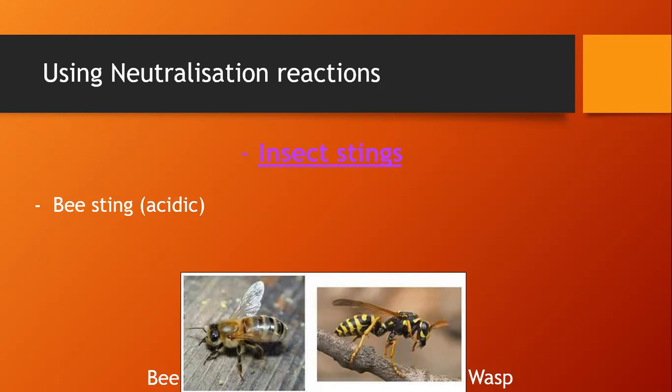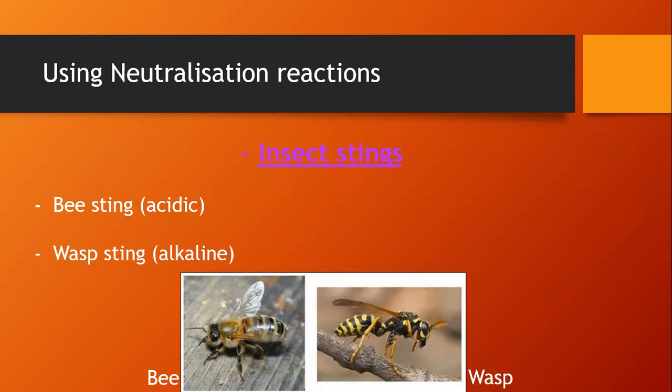Okay, what about the wasp? The wasp has an alkaline sting. When the wasp stings someone, it is actually injecting an alkali into the skin of this person. So how can I use my information about neutralization? Now I want to neutralize this alkali. So what should I do? I will add an acid to my skin so that I can neutralize the wasp sting that is causing this burning sensation in my skin.